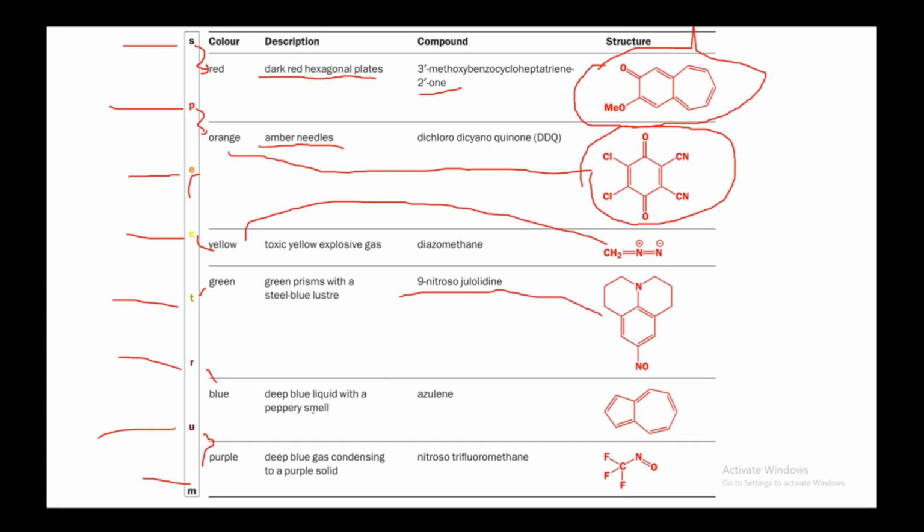Blue, deep blue liquid with a peppery smell, azulene, that is the structure of azulene. Purple, deep blue gas condensing to a purple solid, nitroso-trifluoromethane, that is the compound which is purple. So the point that the authors are making in this table is that organic compounds are rich in color as well. They could be of any color, you name it. They cover all of the spectrum of colors.